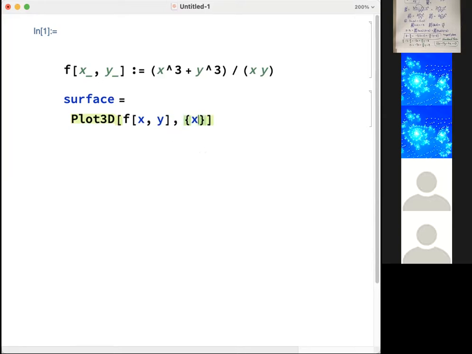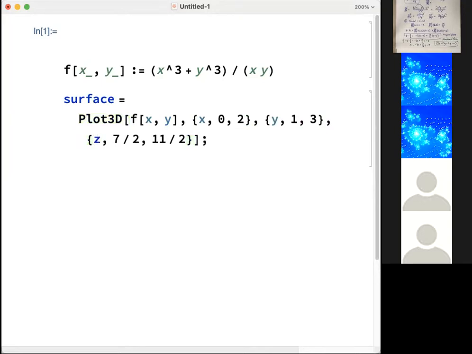So that is x equals 0 to 2. And then y equals 1 to 3. And then z equals 7 halves to 11 halves. Got it. Okay, I don't want this to be printed out yet, so I'm going to suppress with a semicolon, and then I'm going to do my plane. And the plane, I'll use ContourPlot3D, and the standard form of the plane that we discovered.